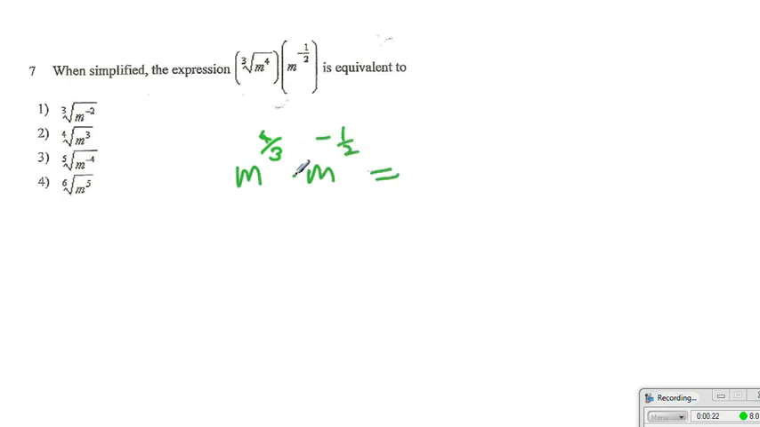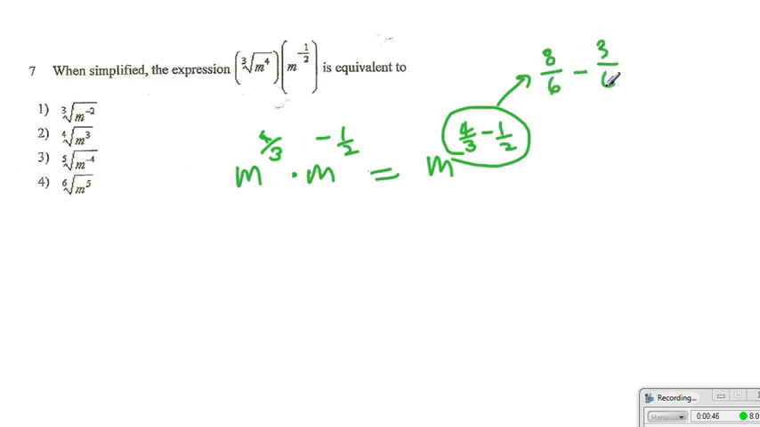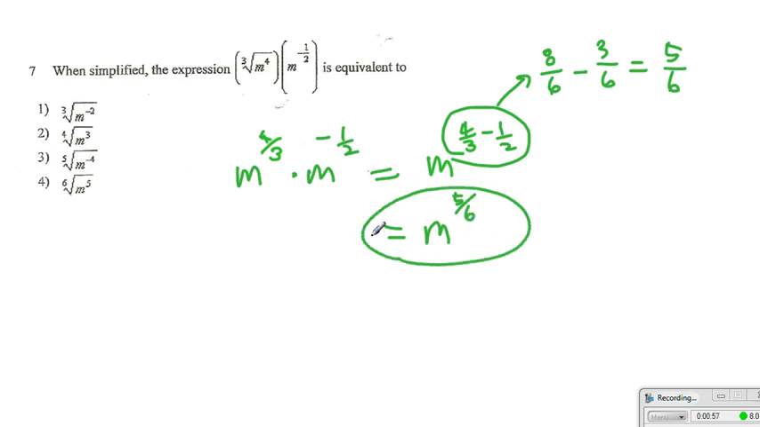But when you are multiplying two numbers, you have to add up the exponents. So this will be m to the 4/3 plus negative, which is the same thing as minus 1/2. When you combine these two, having the common denominator 6, we have 8 over 6 minus 3 over 6, which is equal to 5 over 6. That means this simplifies into m to the 5 over 6 power, so this is equal to choice number 4.